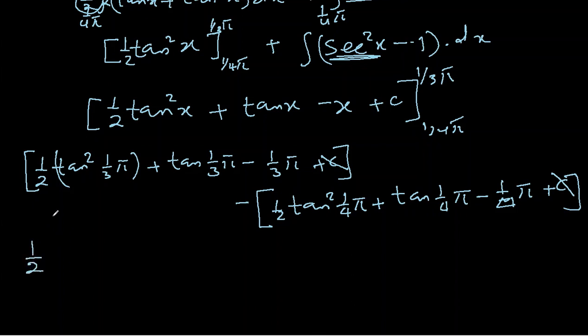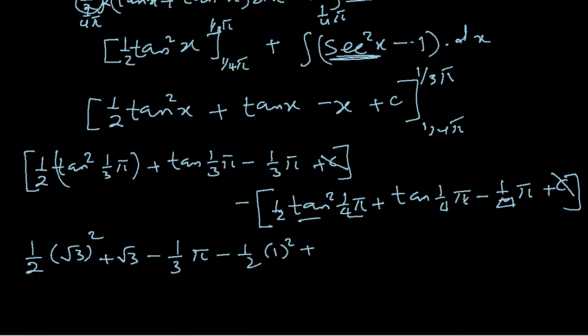Half tan square 1 over 3 pi, tan 1 over 3 pi will be square root 3. So square root 3 square. Because of this square, then we have tan 1 over 3 pi, which is square root 3, minus 1 over 3 pi, minus half tan 1 over 4 pi is 1. You can use your calculator. I know the values, that's why I'm saying this, but you can use your calculator. Plus tan 1 over 4 pi 1 again, minus 1 over 4 pi, and not minus, it will be plus, and this will be minus. Because of this minus, we should apply this to all 3 of them. Done. And now let's simplify this.